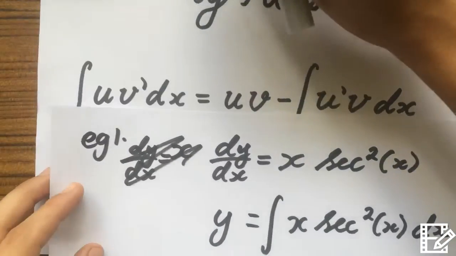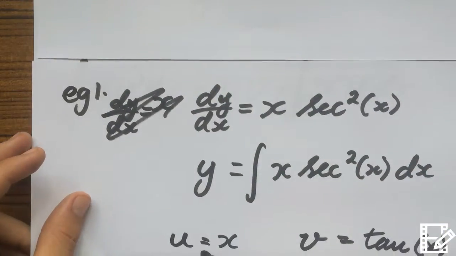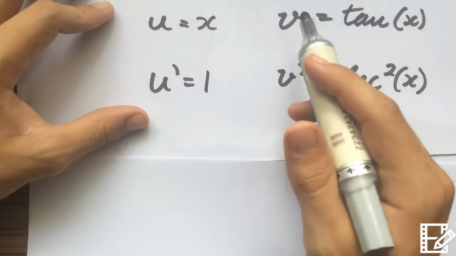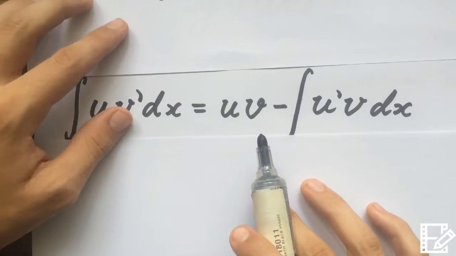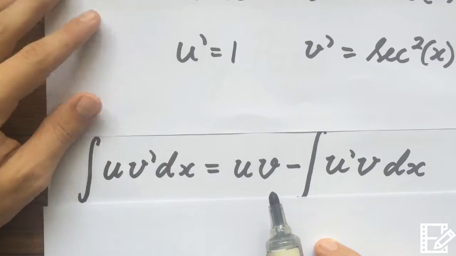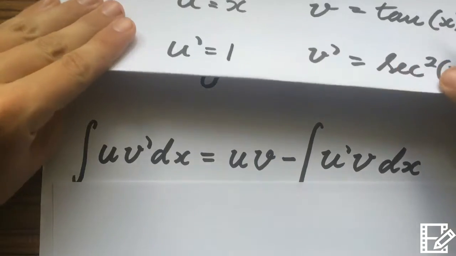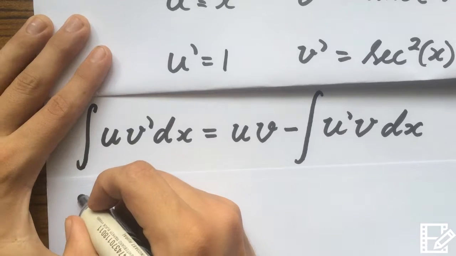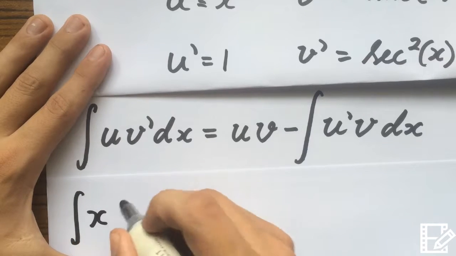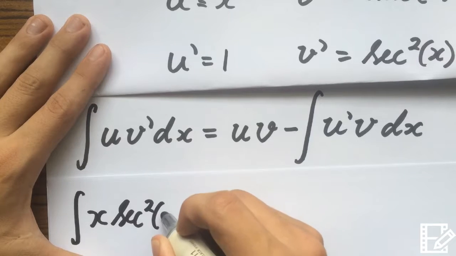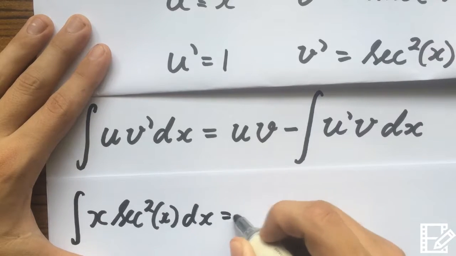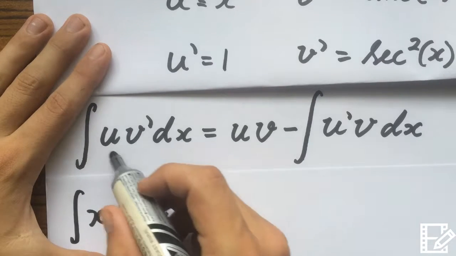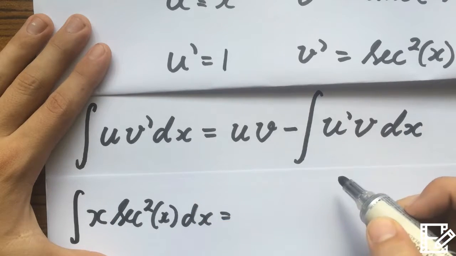So now we have our, I'll rearrange these. We have our u, we have our u dash, our v and our v dash. We have our equation. All we need to do now is put them together. Okay, so if I rewrite this as x sec squared x dx, hopefully that makes a bit more sense, because now we can compare them exactly. So if we consider this to be this, then we can consider this.